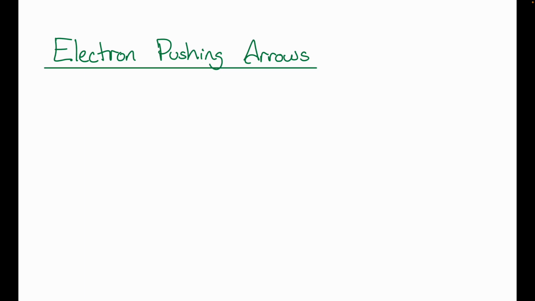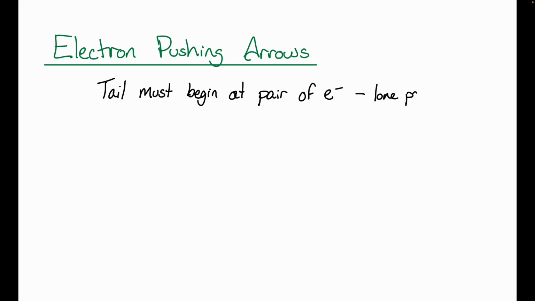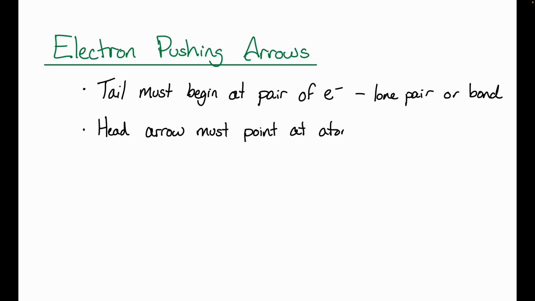Okay, so the tail of these electron-pushing arrows must begin at a pair of electrons, either a lone pair or a bonding pair, but it has to start at a pair of electrons. The head of our arrow must point at the atom that's accepting that pair of electrons. Okay?